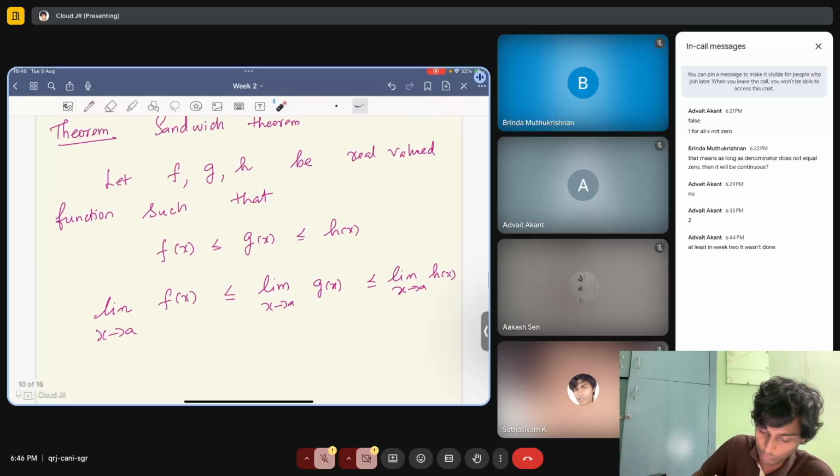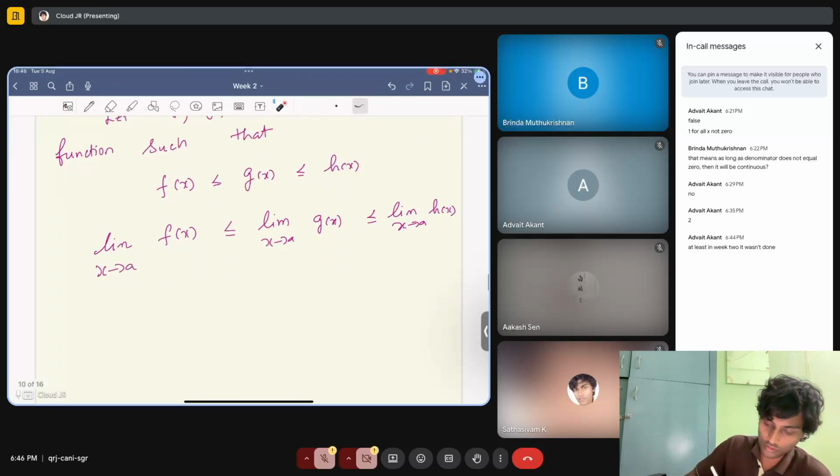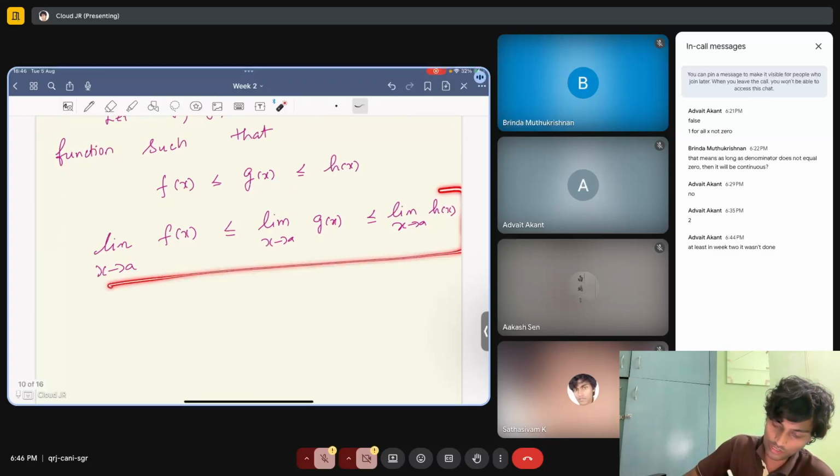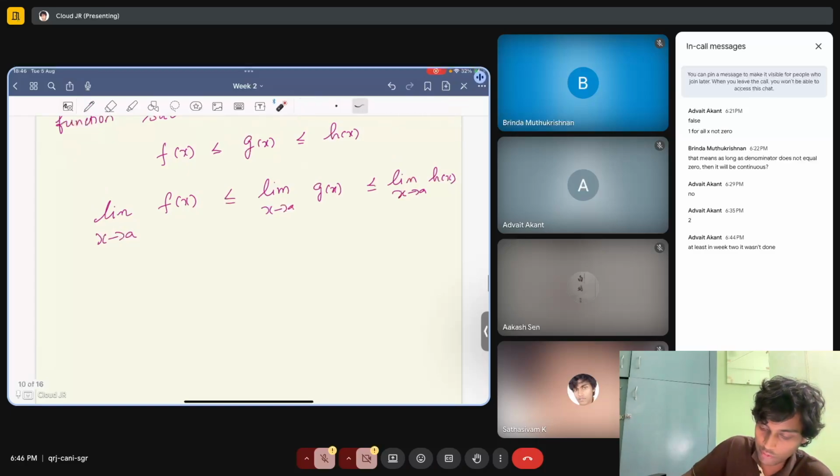Whenever you deal with the limit, you can also talk about continuity. If you have a continuous function, there's not much to talk about for the limit. But this theorem will be useful because sometimes your g will be a function which is not very easy to work with.